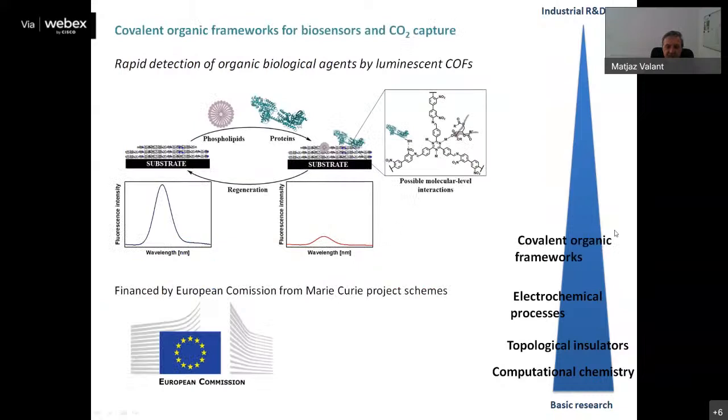So we have now opened this new topic in our laboratory. We are studying covalent organic frameworks for different kinds of applications, either for biosensors or for carbon capturing. That is another hot issue in environmental research. If we would be able to efficiently capture carbon dioxide from the gases, then we could resolve a lot of environmental problems.